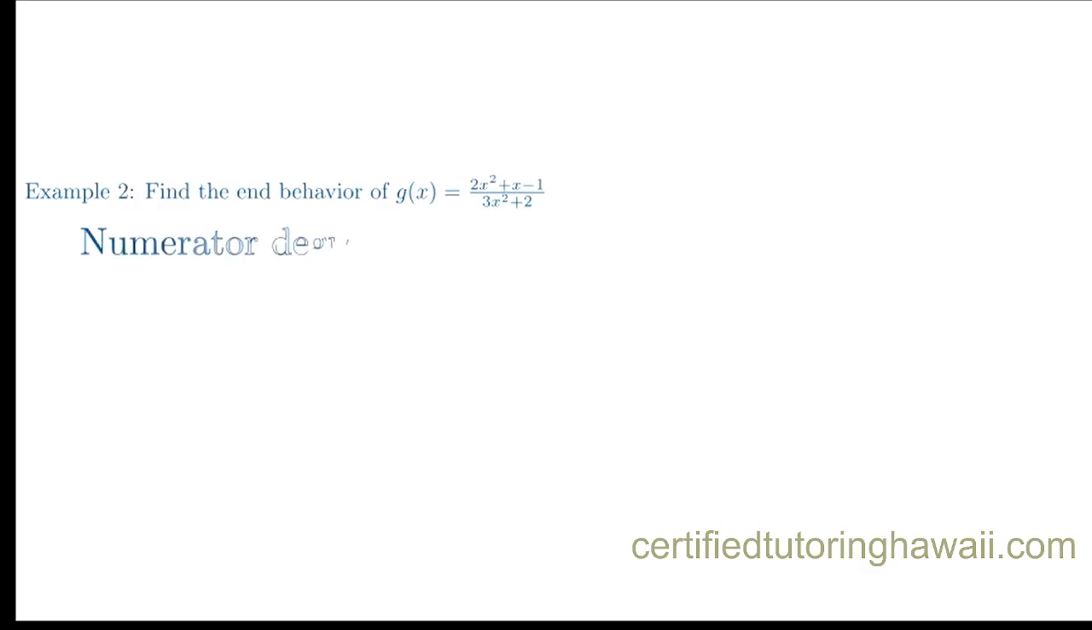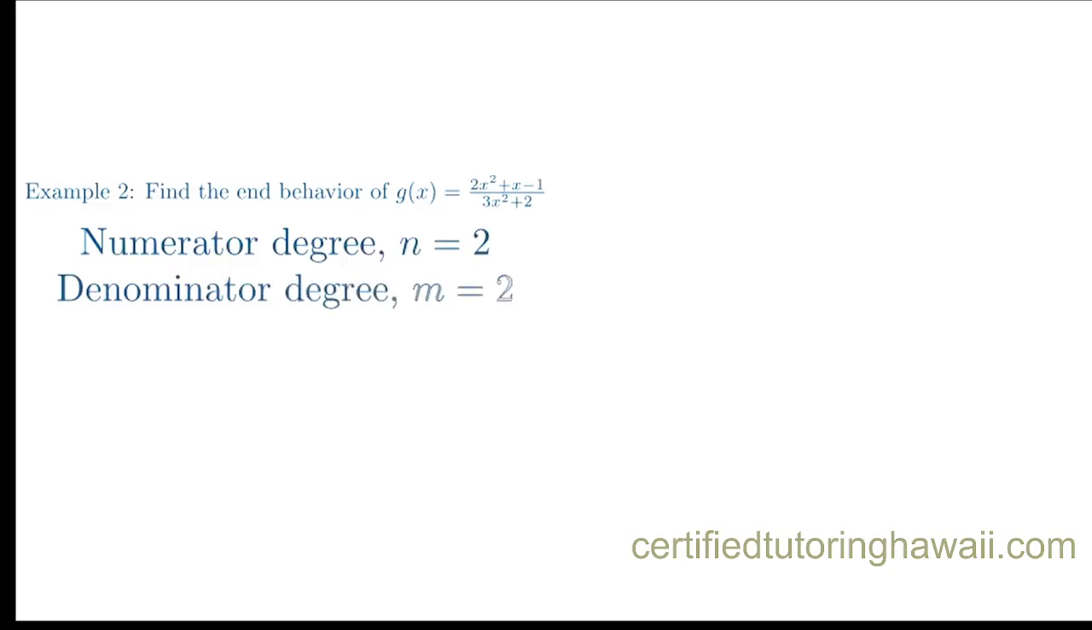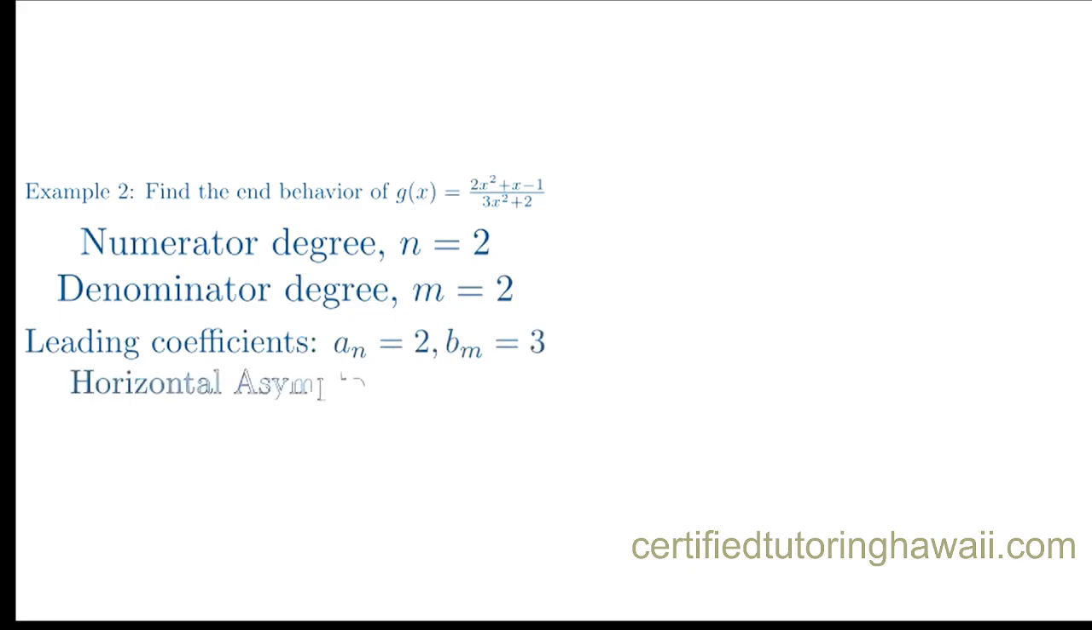Let's work through an example for the second case. Consider g of x equals the quantity 2x squared plus x minus 1, divided by the quantity 3x squared plus 2. The numerator's degree n is 2, and the denominator's degree m is also 2, so n equals m. Because the degrees are equal, we know there will be a horizontal asymptote at the ratio of the leading coefficients. The leading coefficient of the numerator is 2, and the leading coefficient of the denominator is 3. So the horizontal asymptote is at y equals 2/3.